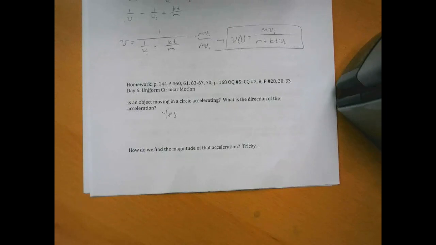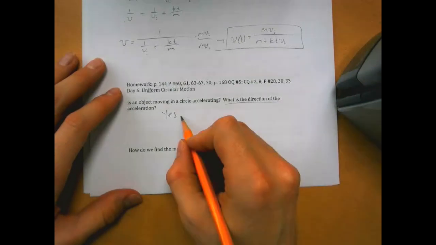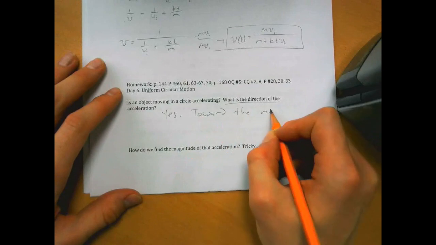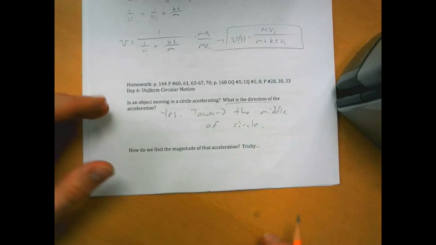and velocity is a vector. So as an object moves in a circle, its velocity is changing direction, which means that velocity is changing, right? So therefore it has an acceleration. The direction of the acceleration is always toward the middle of the circular path. Now, how do we find that acceleration?